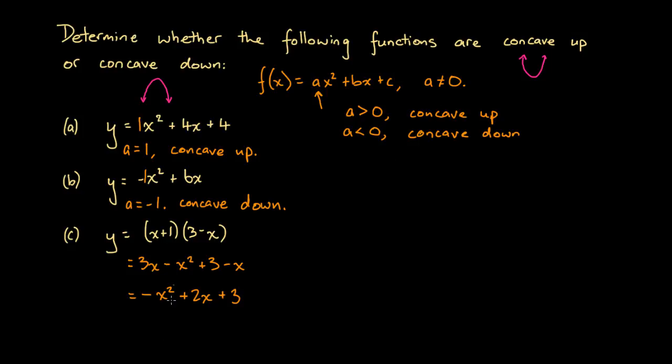We've got a minus x squared out the front here. This is the same as saying minus 1x squared. In other words, we have a equals minus 1. Well, here, minus 1 is less than 0. So since it's less than 0, this quadratic function is concave down. So in order to discover whether a particular quadratic function is concave up or concave down, all you have to do is look at the sign on the coefficient of x squared.